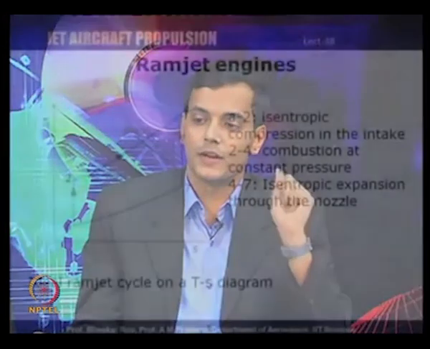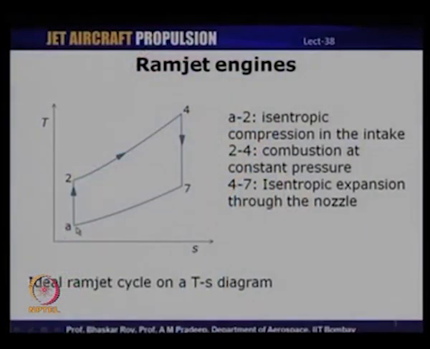So, the simple Brayton cycle, as is shown here in this temperature entropy diagram, consists of two isentropic processes: an isentropic compression followed by a constant pressure heat addition or combustion, the third process is the isentropic expansion through the nozzle, and since it is an open cycle, the last process is the exhaust process.